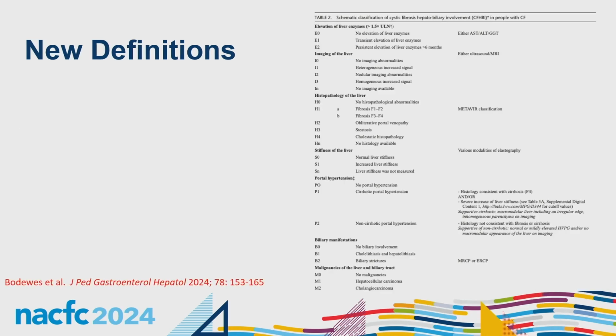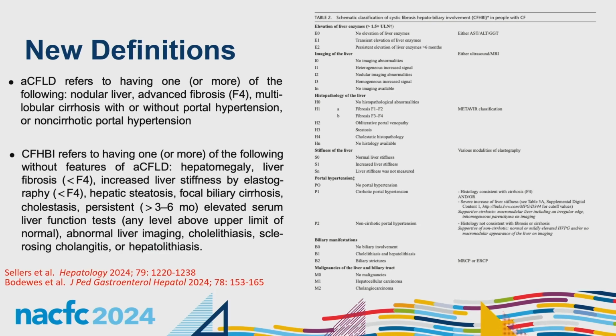We do have this somewhat cumbersome, I admit, and again, I was a part of this work, but for any of the GI docs, you use the Paris classification to classify your IBD patients. This is very similar to that and really gives you a better idea of what you're describing as opposed to just saying CF liver disease. And then I think probably the biggest thing is really using this term ACFLD, or advanced CF liver disease, when we are talking about that far end of the spectrum: nodular disease, advanced fibrosis, cirrhosis, and then portal hypertension, whether it's with or without cirrhosis.